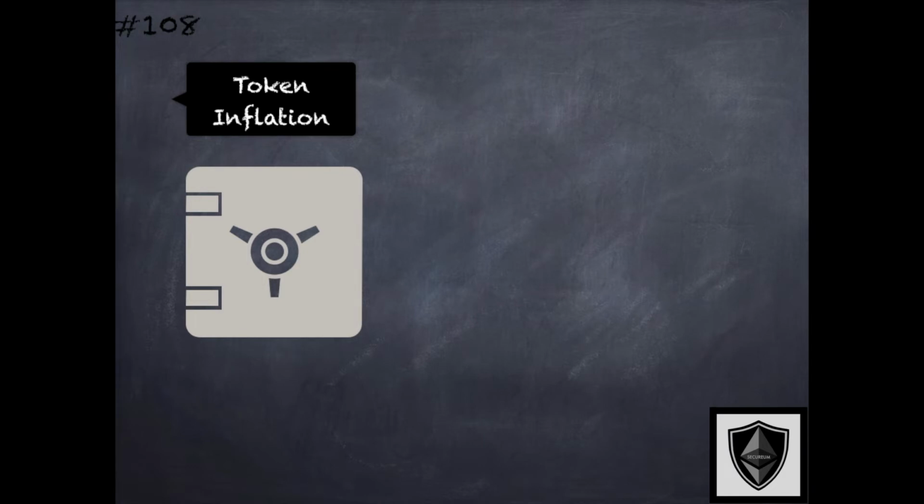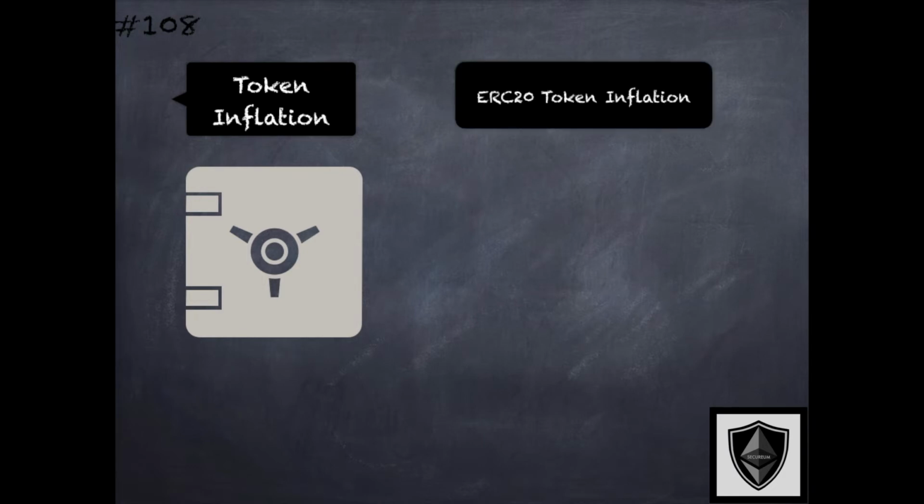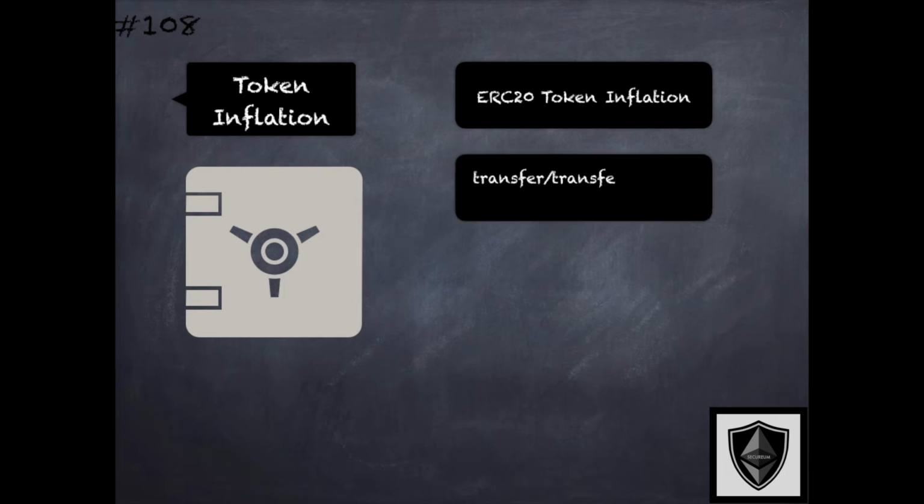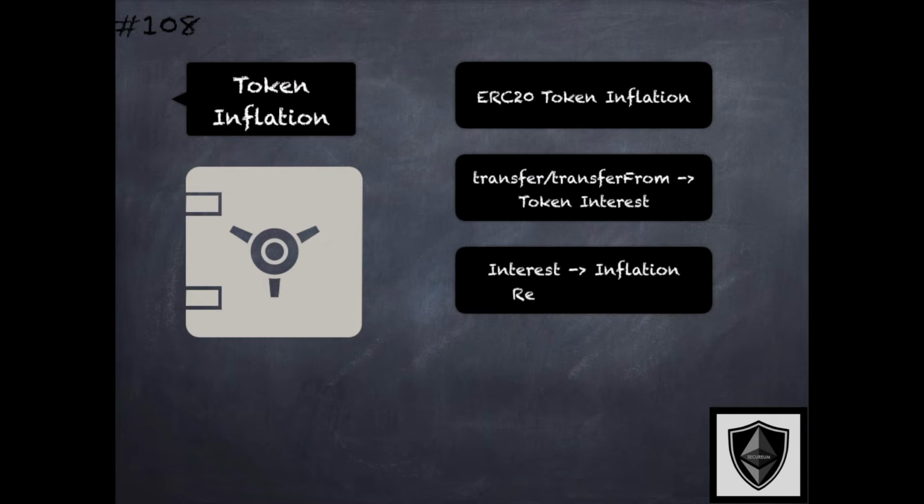ERC20 contracts could also have the opposite effect of token inflation, where such contracts generate interest for their token holders, and this interest is distributed to these holders while they make transfers. This effectively increases the number of tokens that are held by the user addresses over time. And this effectively means that when such a token transfer happens, the recipient may receive more tokens than were sent, which reflects the interest being distributed.